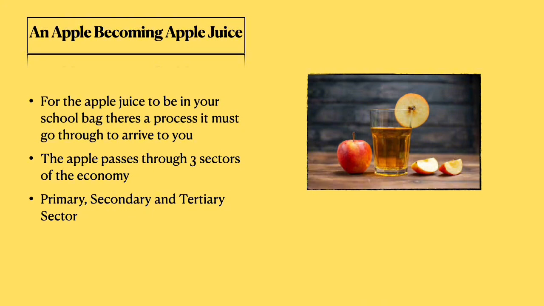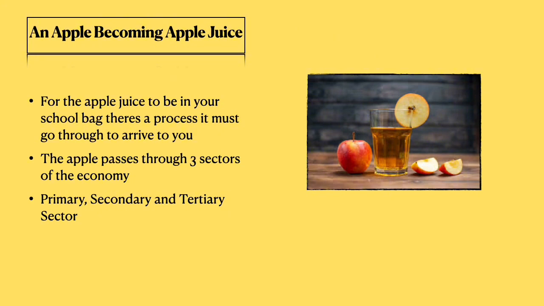it needs to go through the three sectors of the economy, which is what we call the primary, the secondary, and the tertiary. Within the primary sector, this is when the farmer plants the apple tree, and then he harvests this apple tree. Once that is done, it is then taken to the secondary sector, which is where we find factories who add value to the apple. They take the apple and change it to become a finished product. This is the secondary sector.